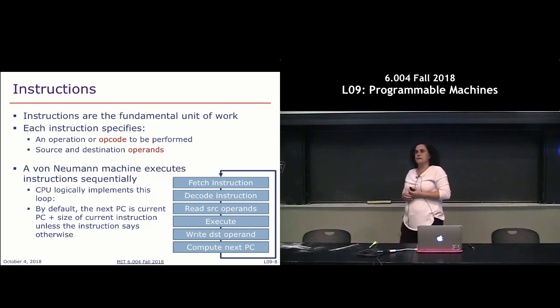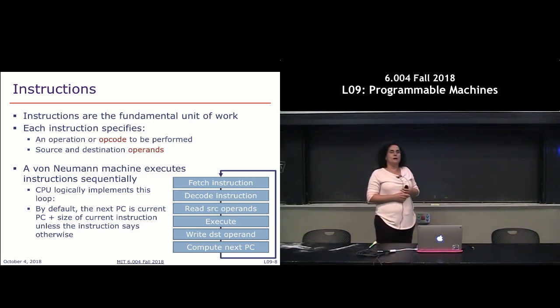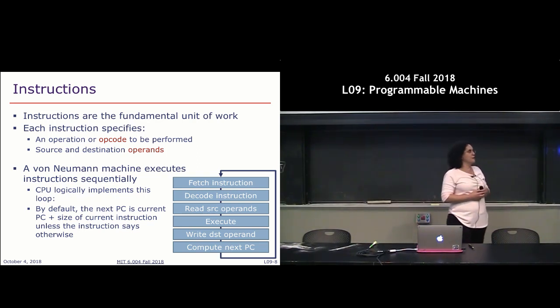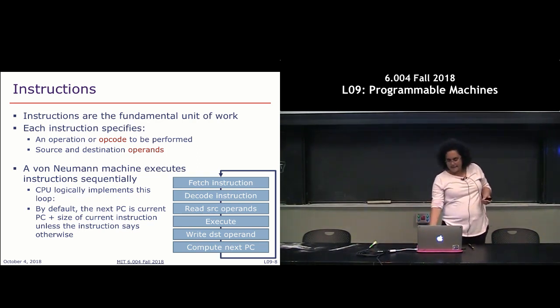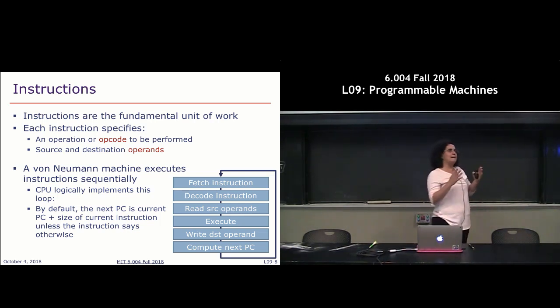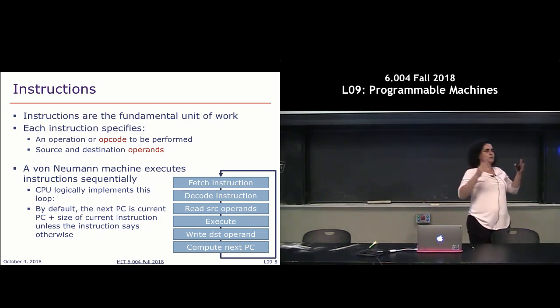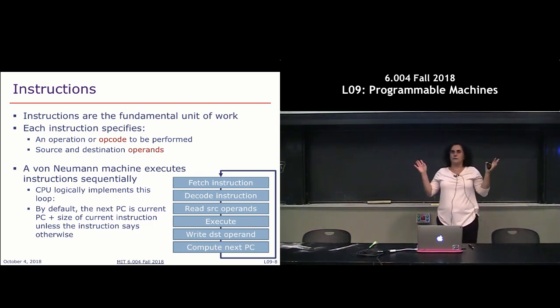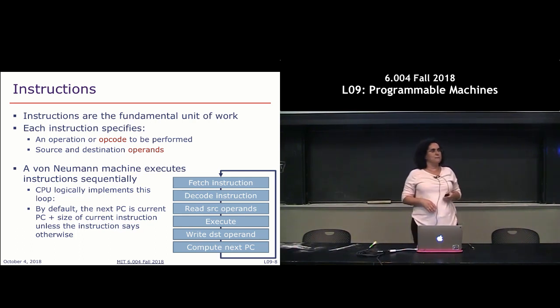So how do we compute the next PC? Typically, our programs are just stored in memory sequentially, okay? So computing the next PC essentially amounts to adding the size of an instruction to the program counter so that it now points to the next instruction in the general case. And we'll get to other examples in a minute.